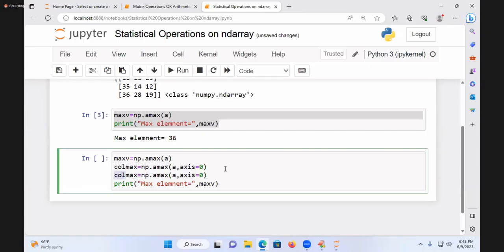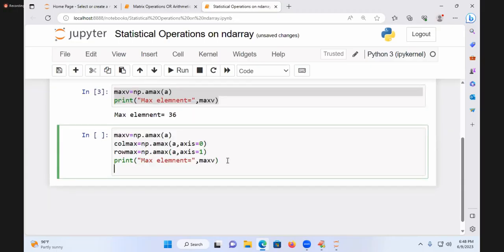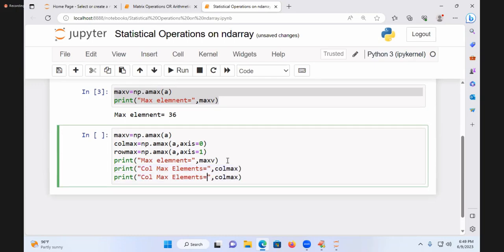One more I will print here. What is this now? Row max. Row max is equal to, axis equal to 1. So max element I am printing. Print column max elements, which is col_max. Next I will take one more thing: row max. I am saying here row max.